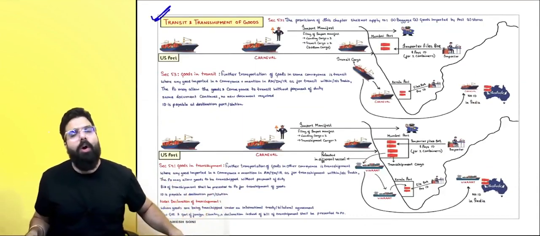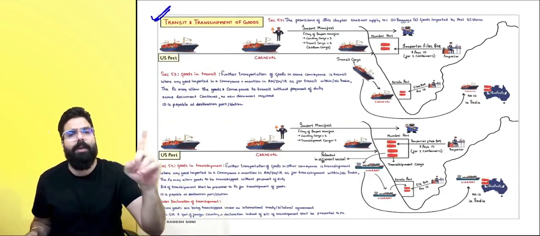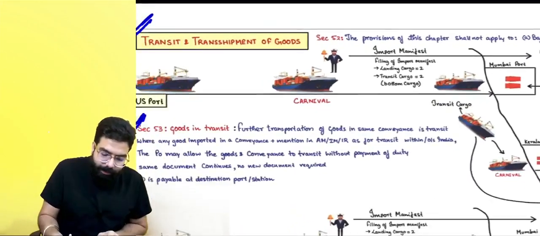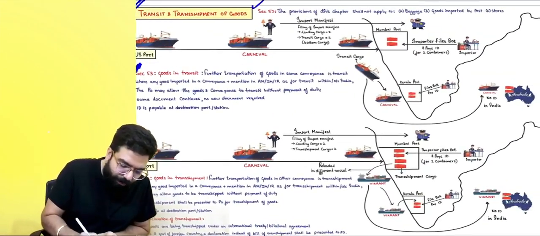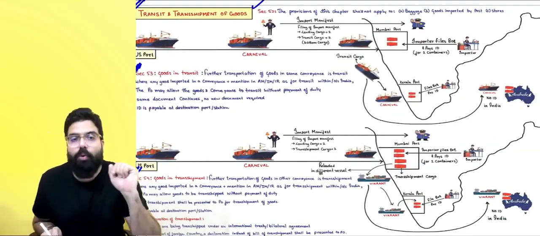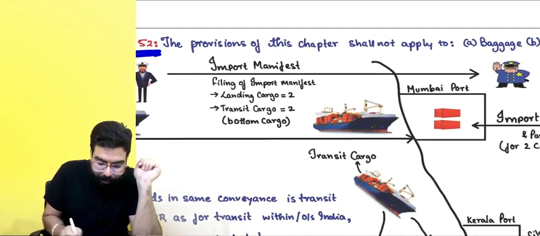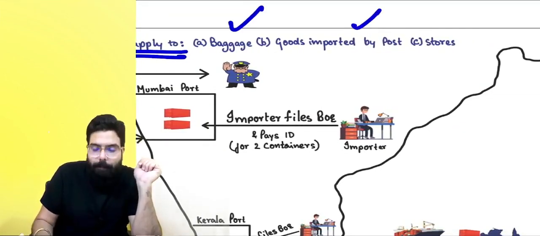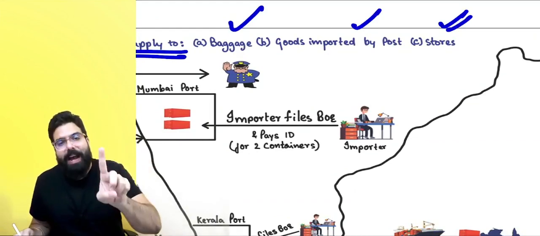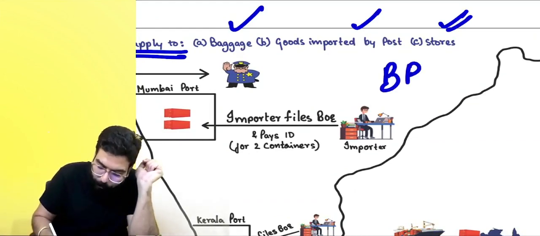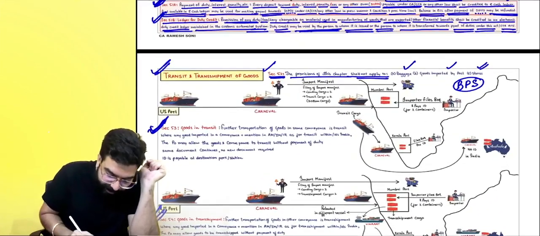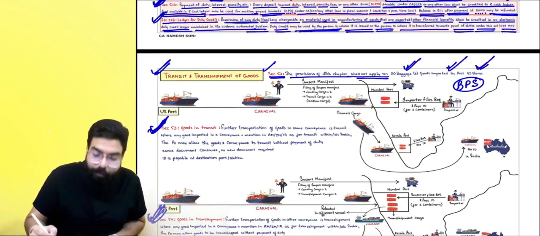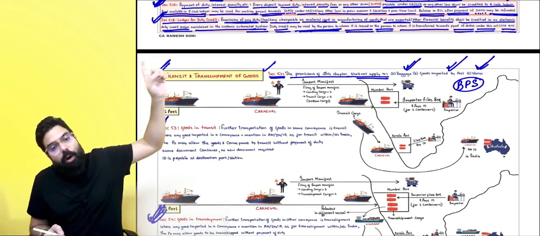Everyone over here now, always remember one thing. Section number 53 and 54 are about transit and transshipment. Section number 52, 53 and 54. Section number 52 goes ahead and says the provision of this chapter shall not apply to baggage, goods imported by post and store. Sir, in baggage, goods imported by post and store, section number 53 and 54 is not applicable. Why? Because for baggage, for post and for stores, there are special provisions which are already there.